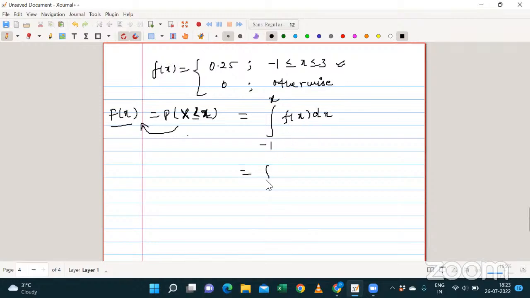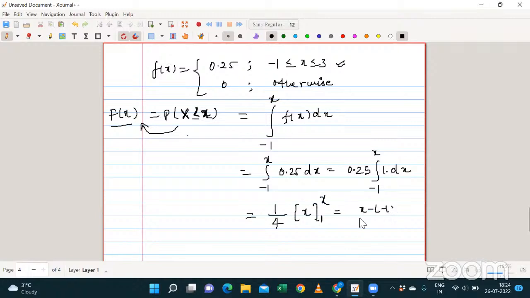So it is the integral from minus 1 to x of 0.25 dx. The integral of 1 dx is x, so 0.25 times (x minus (minus 1)). I can write 0.25 as 1 by 4. So it is x plus 1 by 4. The integration method is easy.